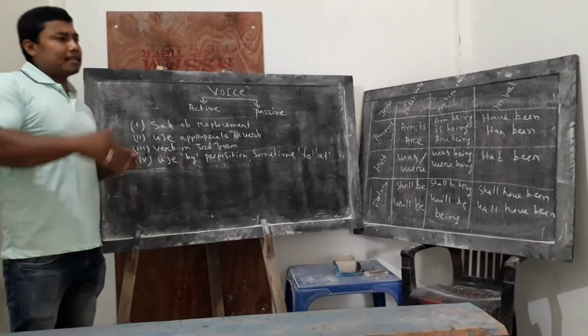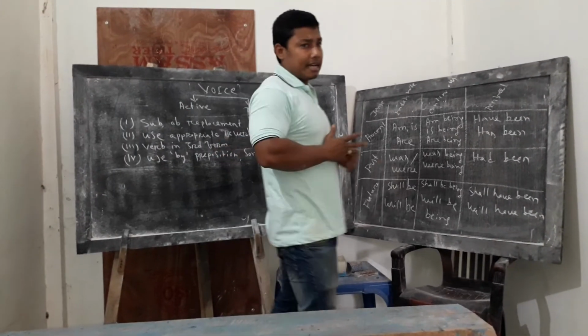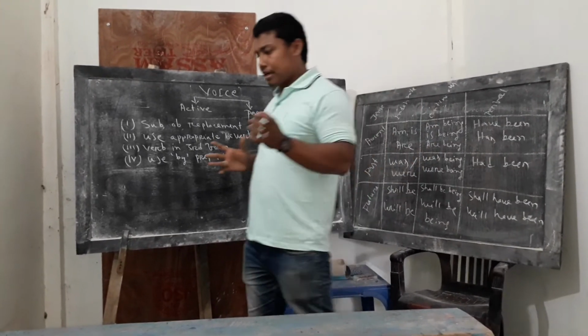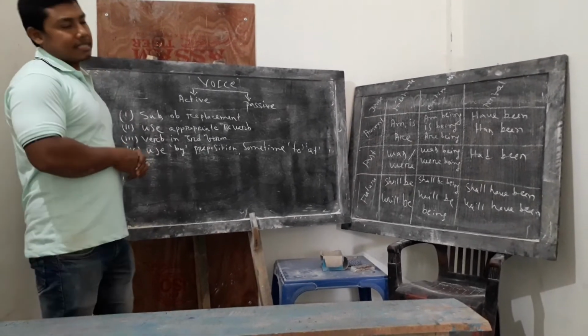And some other parts refer to request. Suppose, please give me a pen, kindly help me, please don't move there, please don't go there. These are examples of the request part of the imperative sentence.